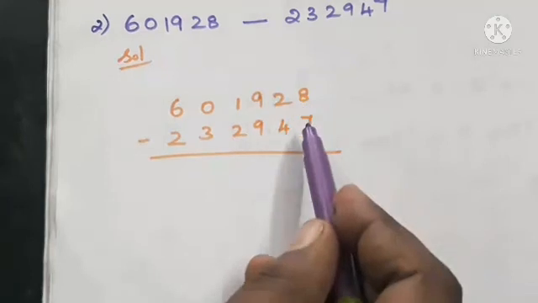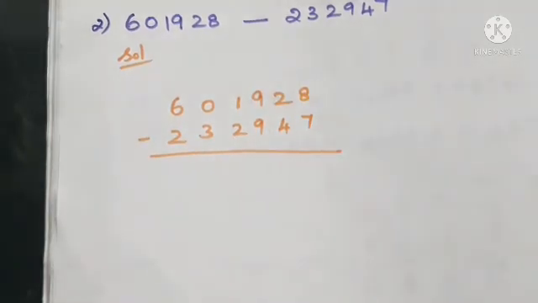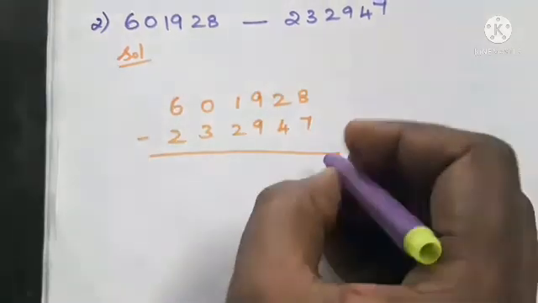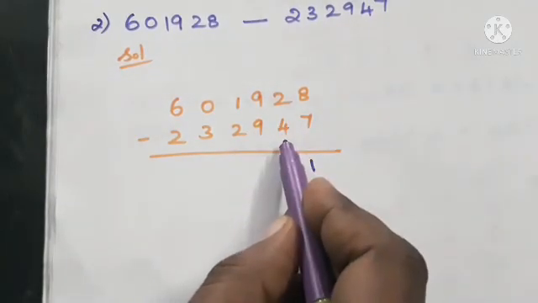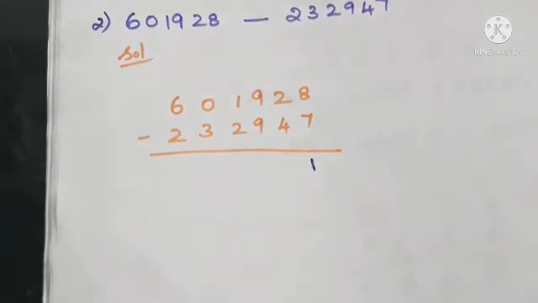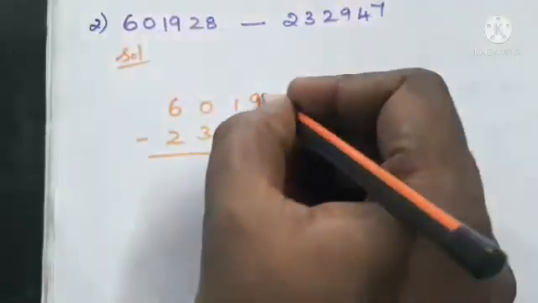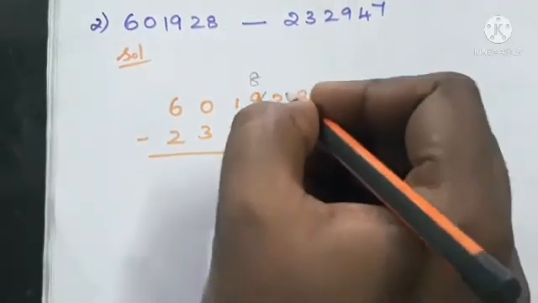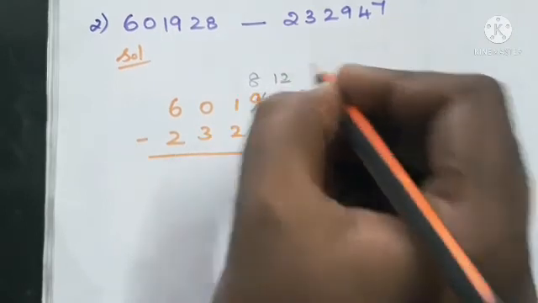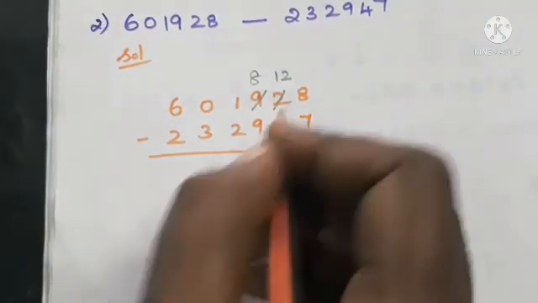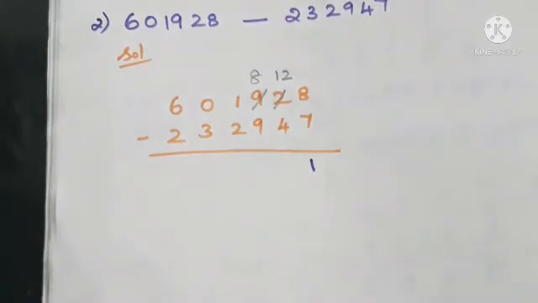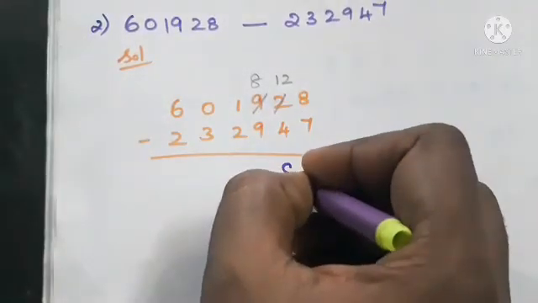Okay, so 8 minus 7. 8 in the mind, take 7 in the finger. So 8 minus 7 is 1. Okay, 1. Next 2 minus 4. It's not possible, no? So we have to borrow from the next value. So 9 will change to 8 and this 2 will become 12 now. So 12 minus 4. 12 minus 4 is what, ma? Yes, we will get 8 as the answer.